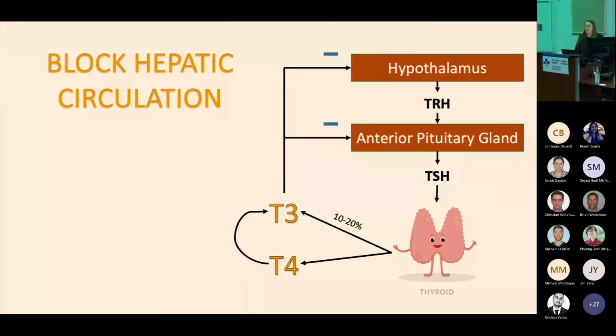And last but not least in our 5Bs is blocking hepatic circulation. And for that, we use cholestyramine.